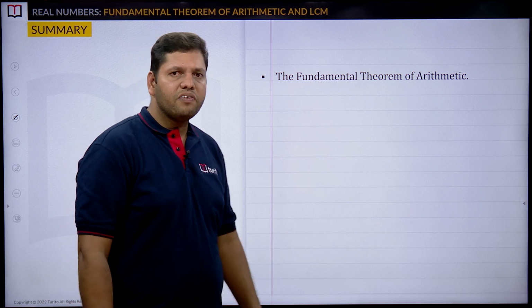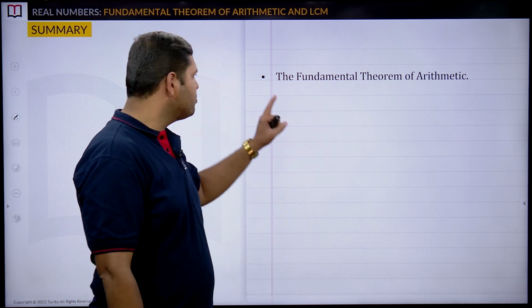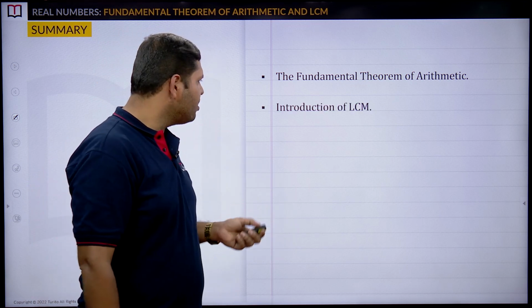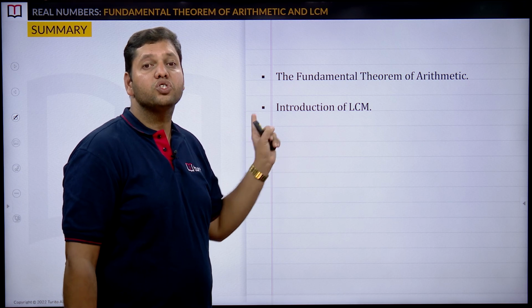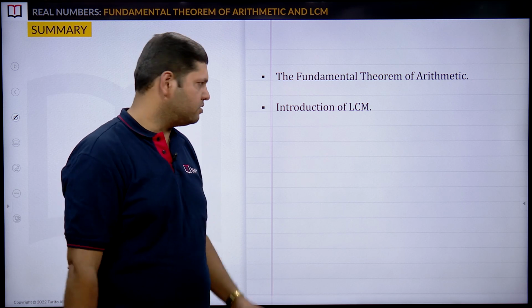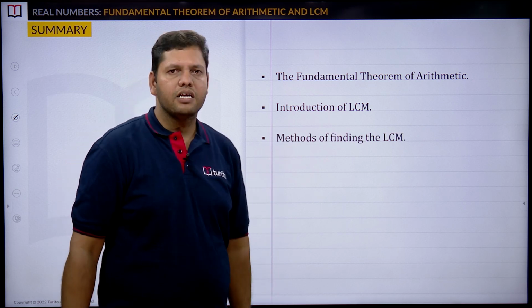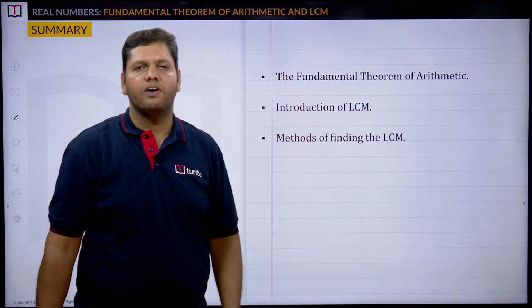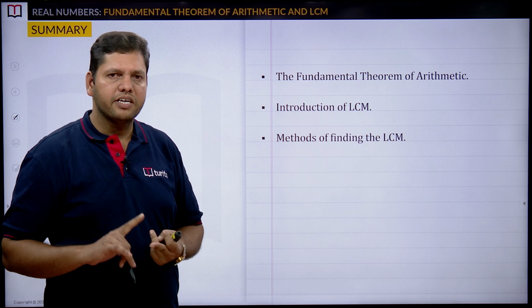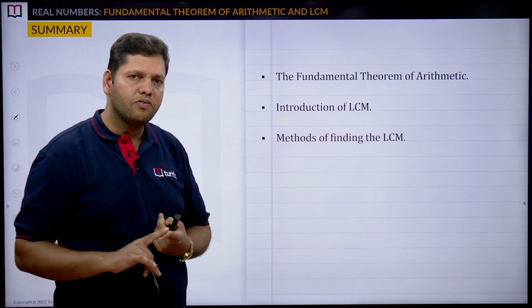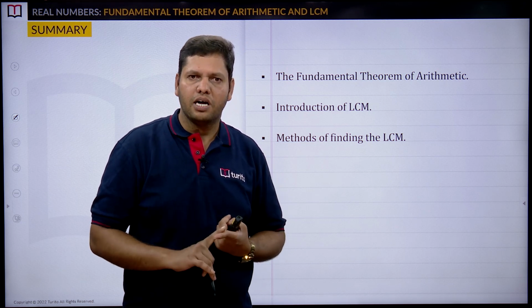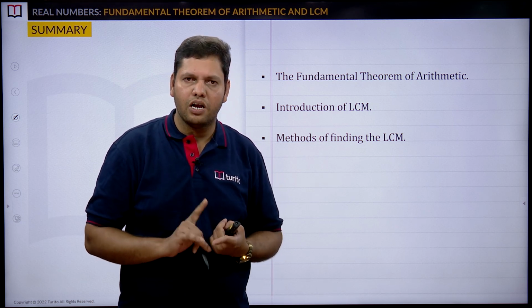Next, children, in this class what have we discussed? We have discussed the fundamental theorem of arithmetic. That is the first method. And second, we discussed the introduction of LCM. Then methods of finding the LCM. How many methods do we have for finding the LCM, children? We have three methods. First one is listing the multiples, second method is prime factorization method, and third one is the long division method. So children, what I am telling you, just remember, otherwise practice only the last method, that is the long division method.